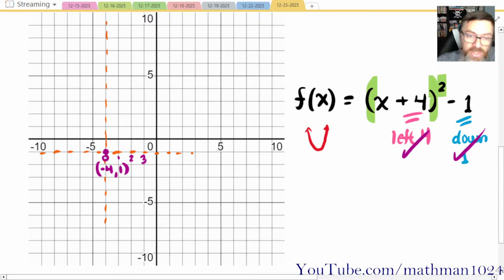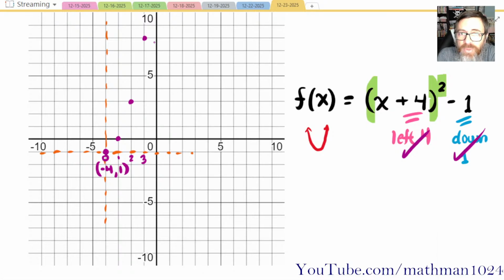0 squared is 0, which is why it's right there. 1 squared is 1, so we're up 1. 2 squared is 4, so we'd be up 4 from that new horizontal that we have dashed in orange. If I go to 3, 3 squared is 9, so this is 4, 5, 6, 7, 8, 9. And we could do the same thing on the left side of this. Or we remember that there is that line of symmetry, and we use that to help us get more points.